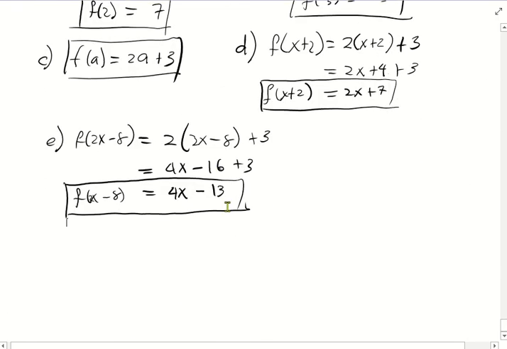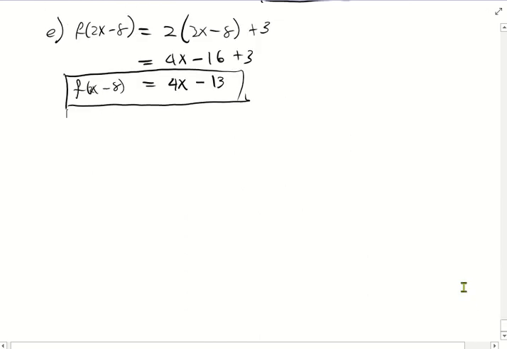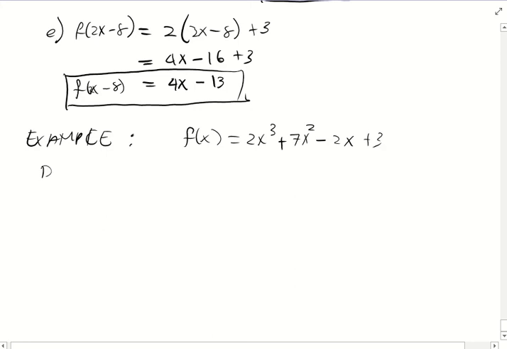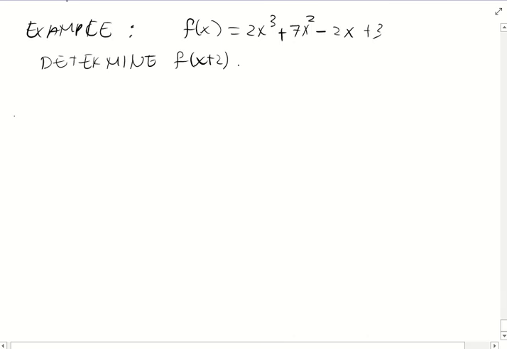So let's take another example, a much harder example. Let's level up. Example: if f of x is equal to 2x cubed plus 7x squared minus 2x plus 3, determine f of x plus 2. So we just need to determine f of x plus 2.